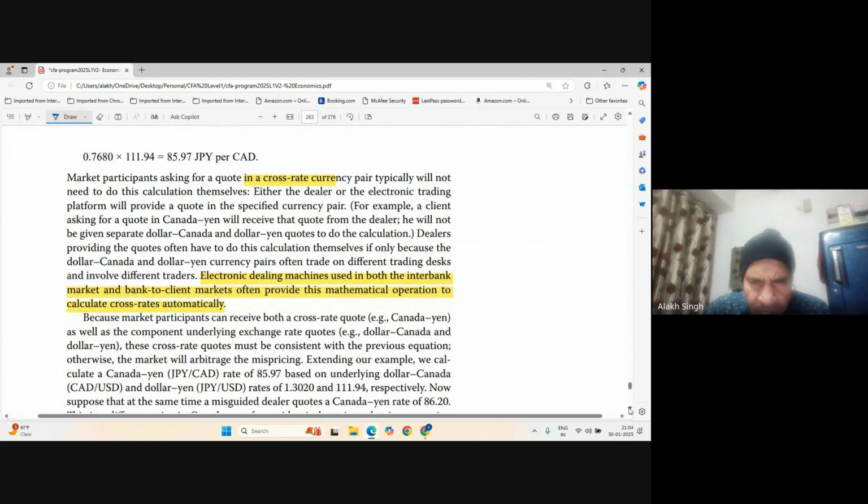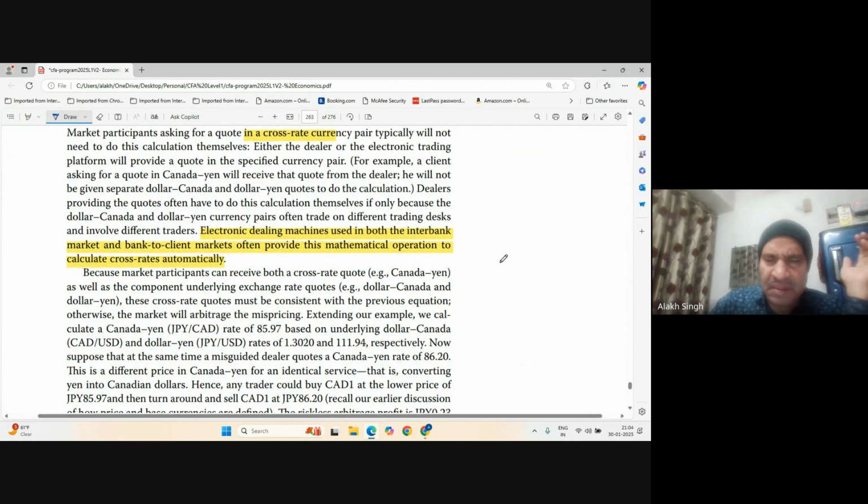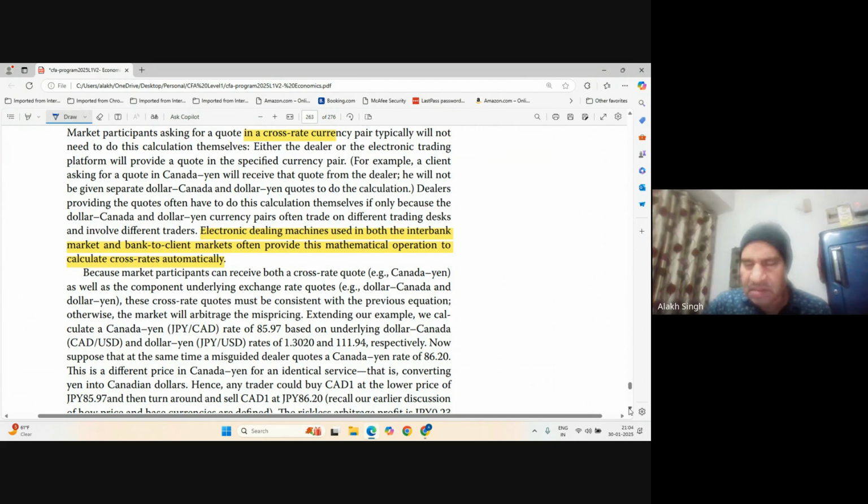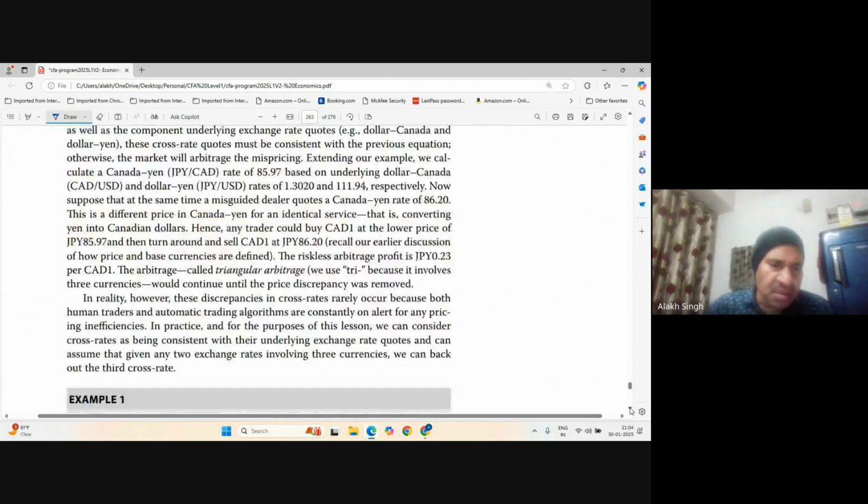So let's go down. The electronic dealing machines used in both the interbank market and bank to client markets often provide this mathematical operation to calculate cross rates automatically. But mostly, if it's Canadian or US dollars or INR, then you already have direct rates. It is telling that the electronic dealing machine, or the trader, will calculate for you. You don't have to do that. So there is nothing new here.